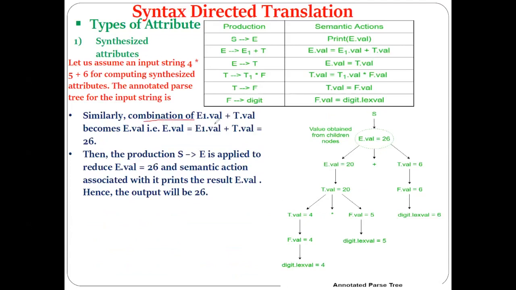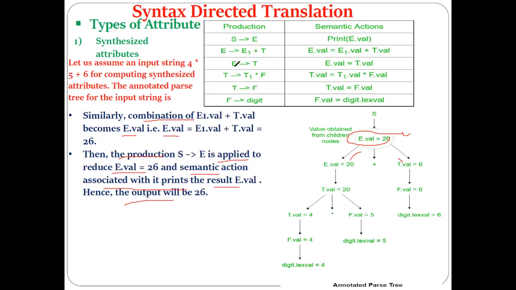Similarly, the combination of e1.val plus t.val becomes the e.val, that is, e.val equal to e1.val plus t.val. So the explanation regarding this has been written. Okay, with the help of this node and this node, we get this value 26. And then finally, the production S derives E is applied to reduce, with e.val equal to 26, and the semantic action associated with that is print. So the result e.val will be printed.